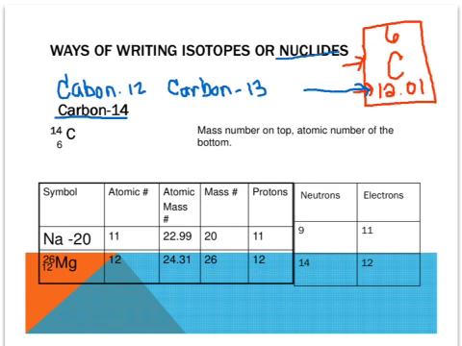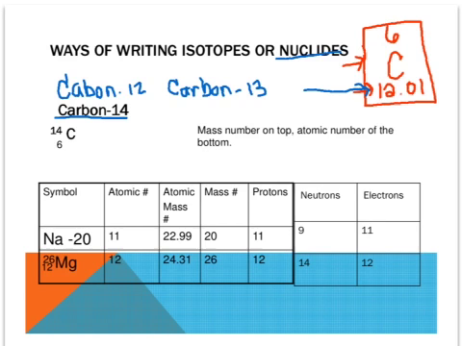Alright, a nuclide is an isotope, or a very specific carbon. If I say carbon-12, then I'm talking about a specific carbon atom, the carbon atom that has a mass of 12. If I'm talking about carbon-13, I'm talking about a very specific atom of carbon that has a mass of 13, and carbon-14 the same. So that's what a nuclide is. It's a very specific atom of an element.